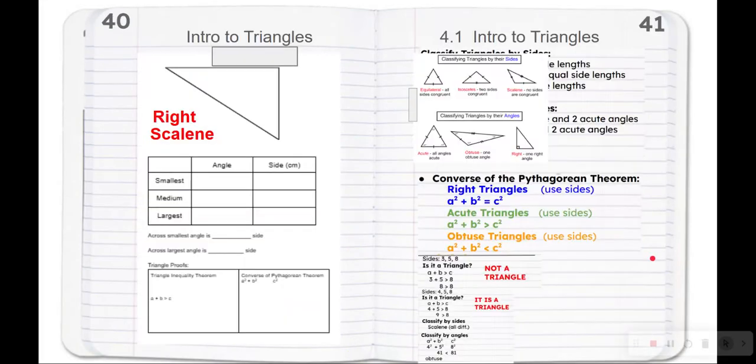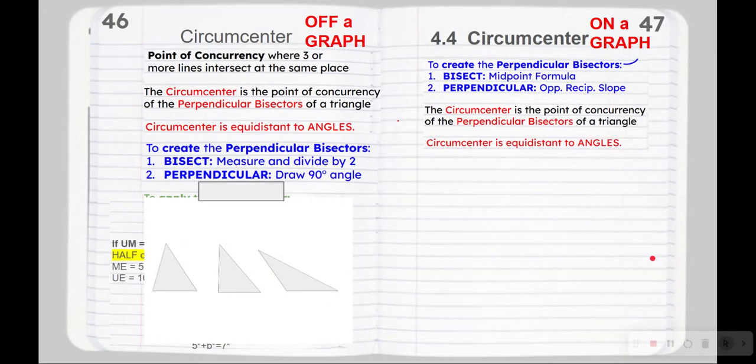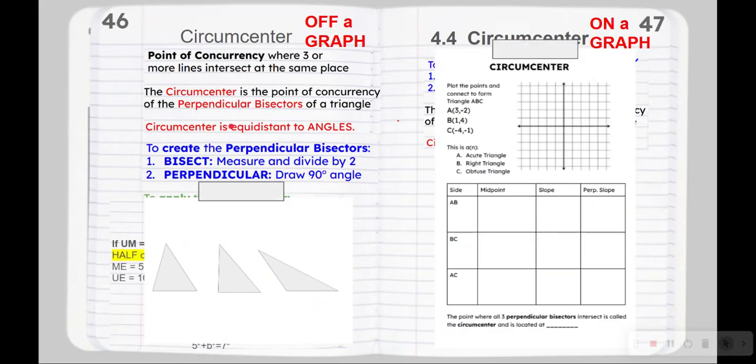the orthocenter. So the circumcenter, if you want to remember, it's made up of something called perpendicular bisectors, and that's pretty easy to understand how to do that. You bisect the side and draw a perpendicular line. How do you bisect the side off the graph? Just measure it, divide by 2, and then draw that 90-degree perpendicular line. And you do that 3 sides, and they'll intersect.